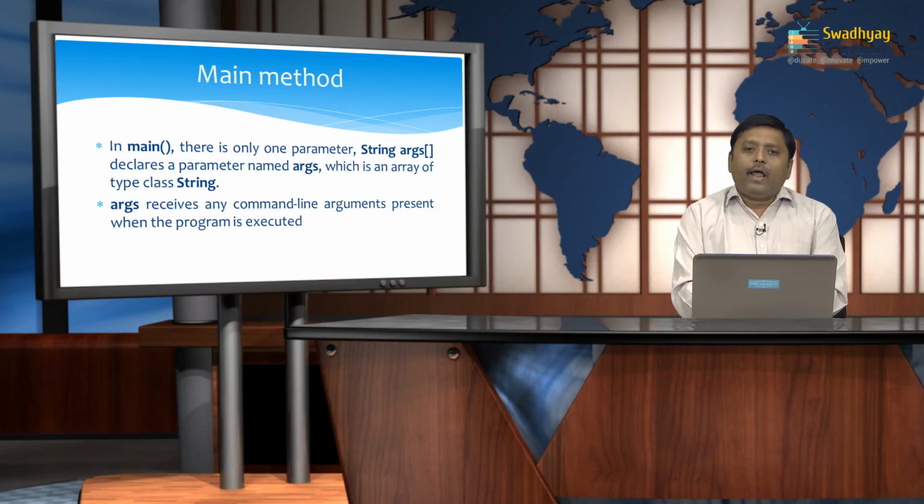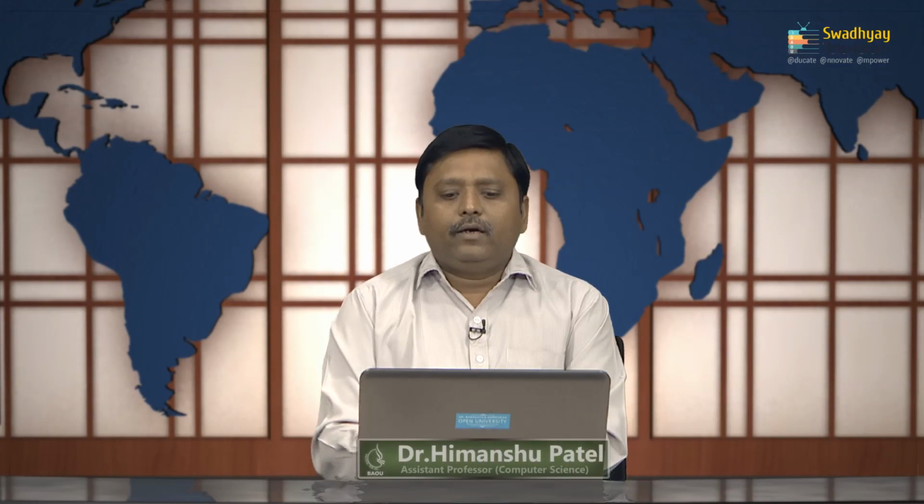In short, anything which is typed at the command prompt along with executing the Java program is known as a command line argument, and we can fetch these command line arguments inside the main method as an argument. So, Java automatically fetches the command line arguments as a parameter of the main method. So, this is all about the main method.